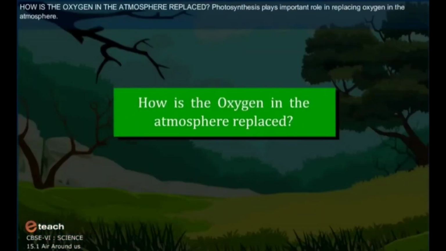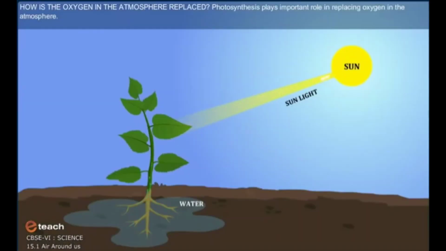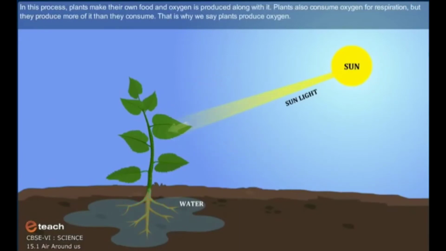How is the oxygen in the atmosphere replaced? Photosynthesis plays an important role in replacing oxygen in the atmosphere. In this process, plants make their own food and oxygen is produced along with it. Plants also consume oxygen for respiration, but they produce more of it than they consume. That is why we say plants produce oxygen.